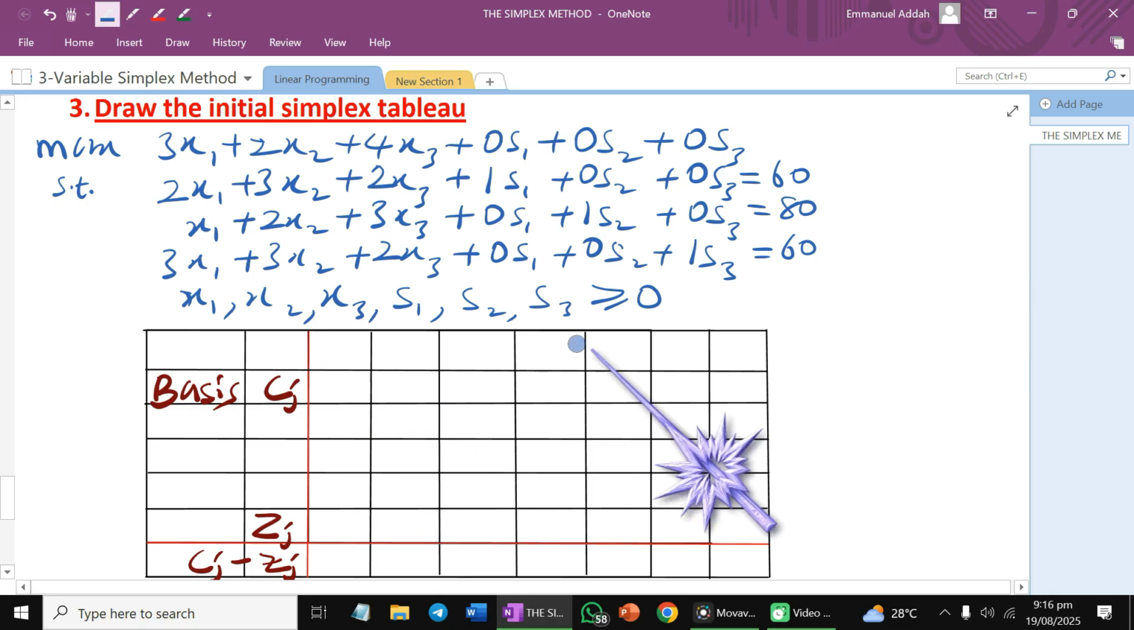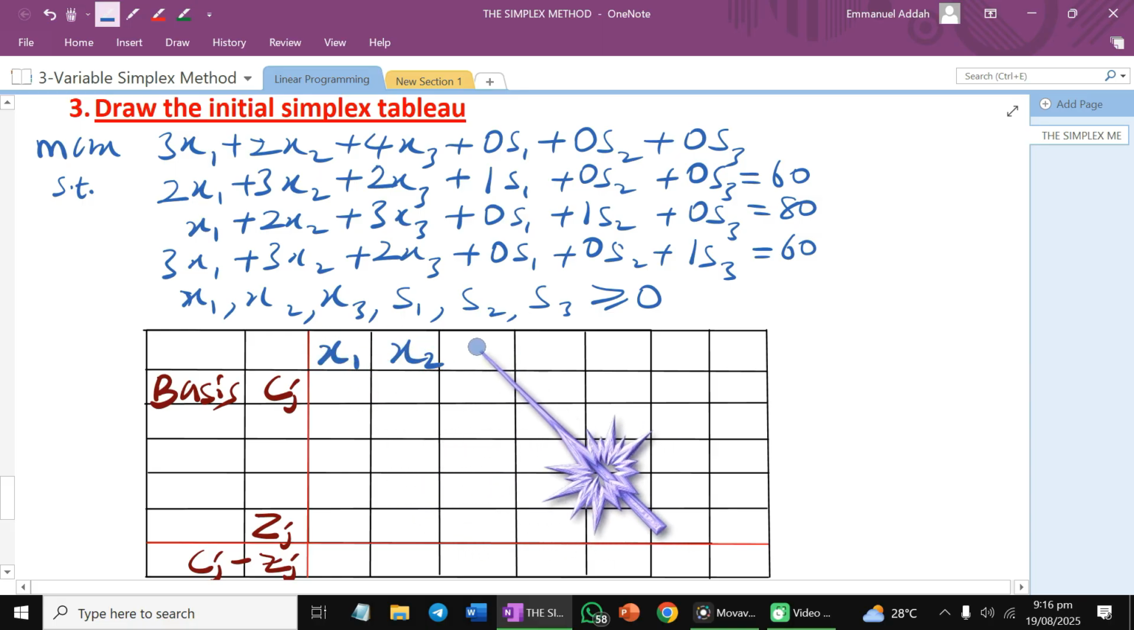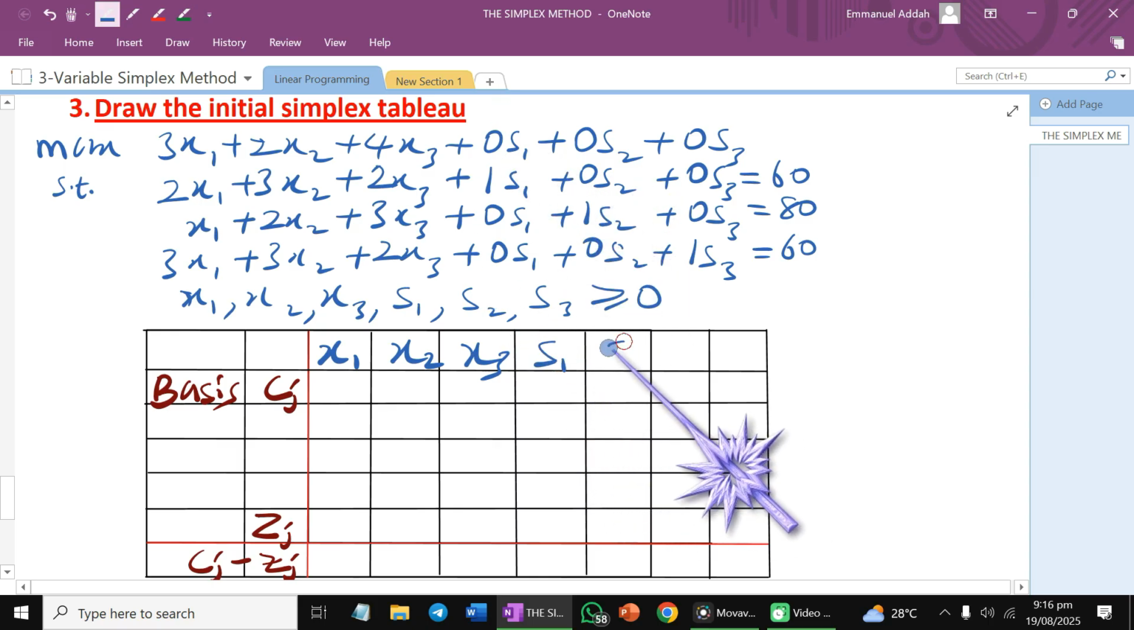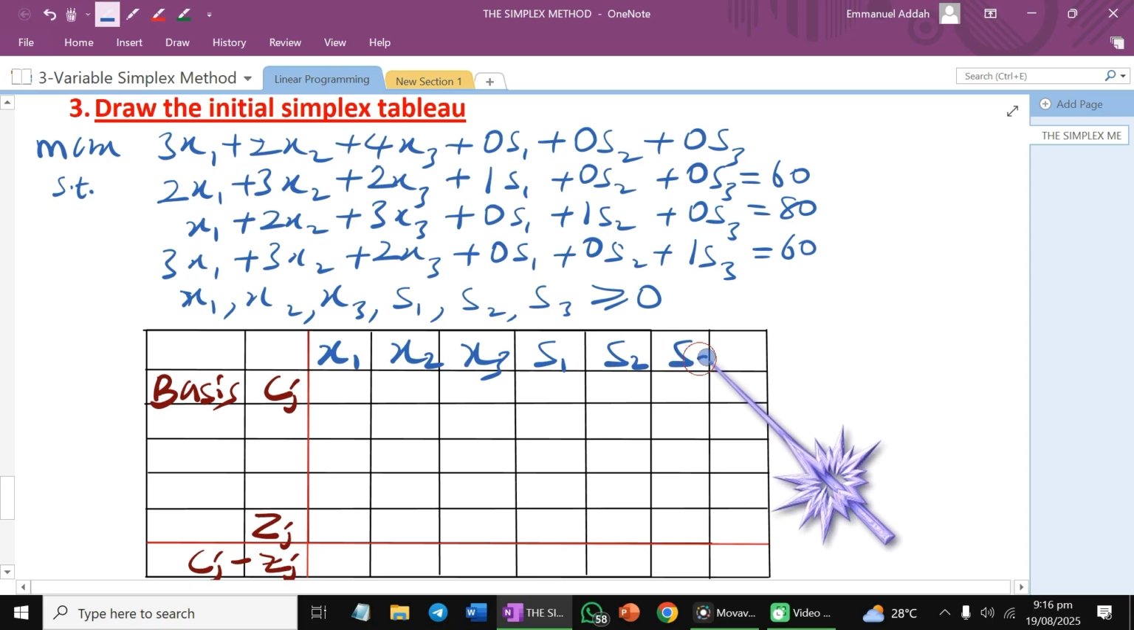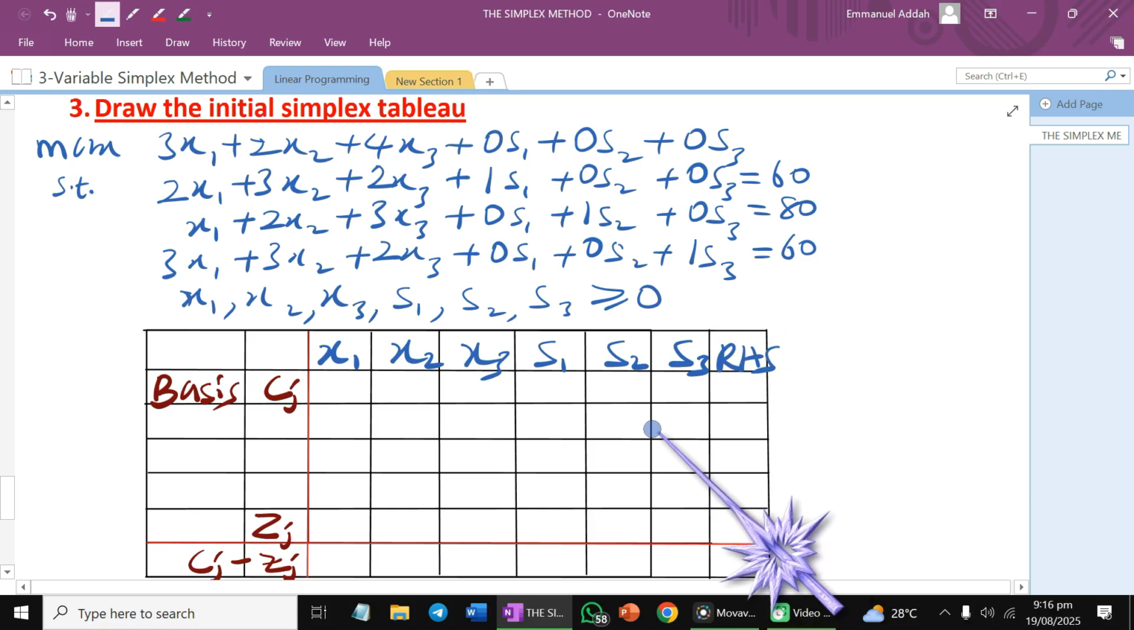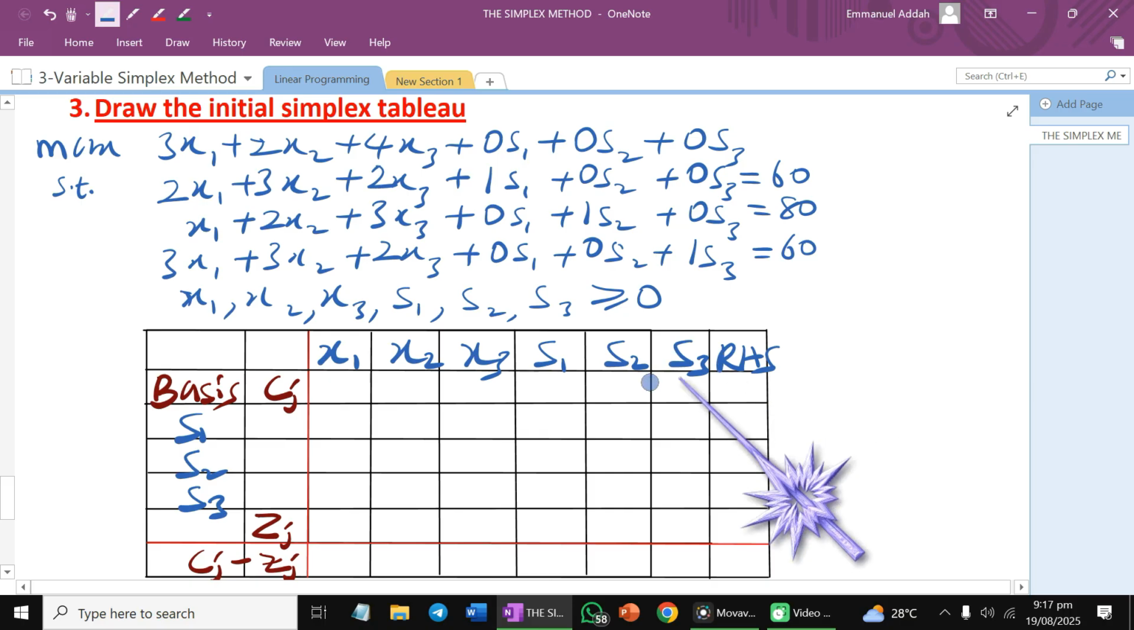Then the next thing is to start filling the heading. First of all, you fill the heading. I told you this place is the heading. So here we have X1, X2, X3. After that, you have the slack variables, S1, S2, S3. After that, here you have the right hand side. Then you now start entering the values. For the basis, here will be S1, there will be S2, there will be S3. The slack variables will enter the basis first.